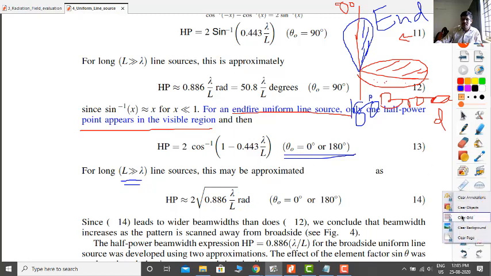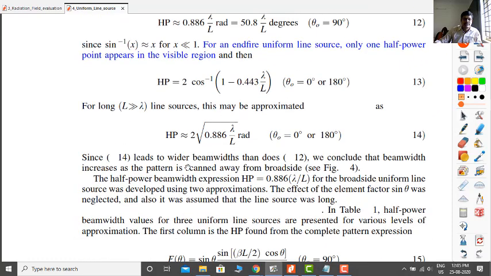Now, the important observation here is that end fire radiation leads to wider beam width than the broadside radiations. So, end fire radiation beam width is wider and hence the directivity gets reduced, in turn having an effect on the gain of the antenna. So, the gain of the antenna is reduced when the radiation is taking place along the end fire.